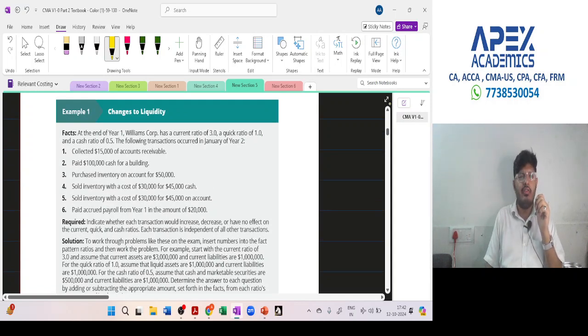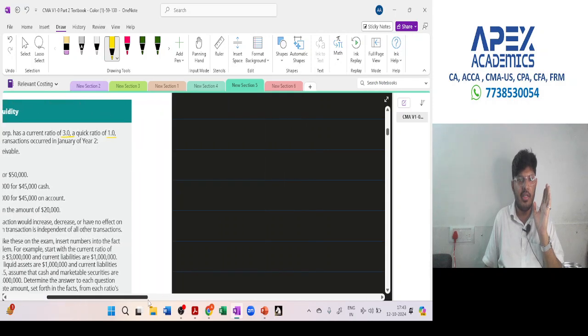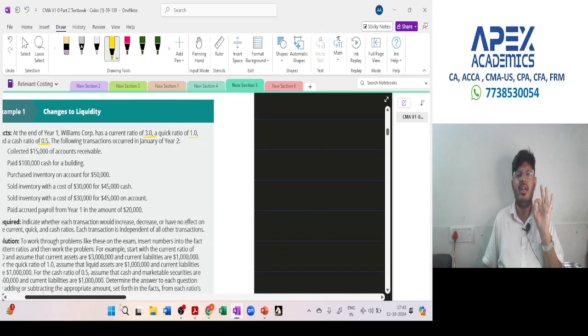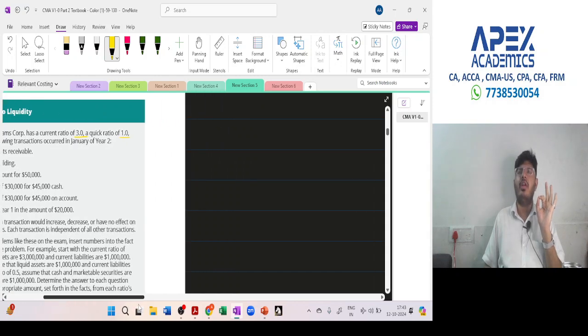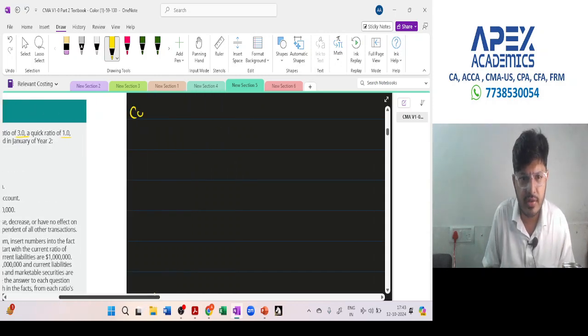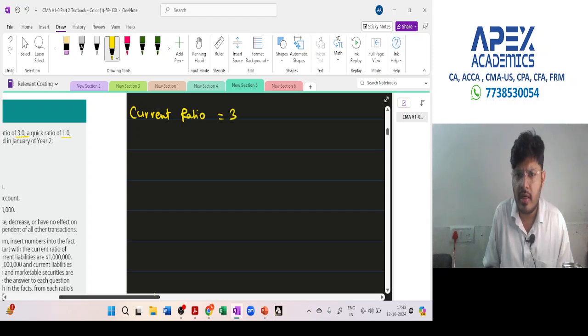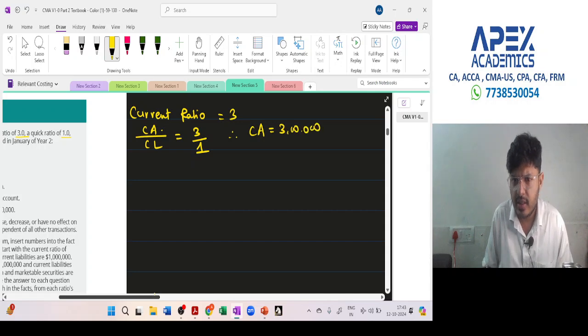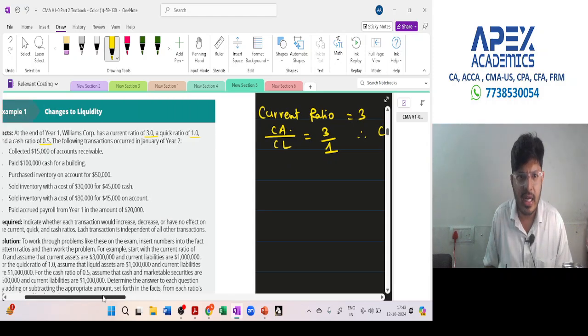At the end of year 1, William Corporation has a current ratio of 3, a quick ratio of 1, and a cash ratio of 0.5. Whenever somebody says this to me, I simply laugh in my head. I say that you are trying to confuse. Current ratio is 3. So current assets upon current liabilities is 3 upon 1. Therefore say that current assets are 3 lakhs and current liability is 1 lakh. Now I will keep my current liability at 1 lakh only.